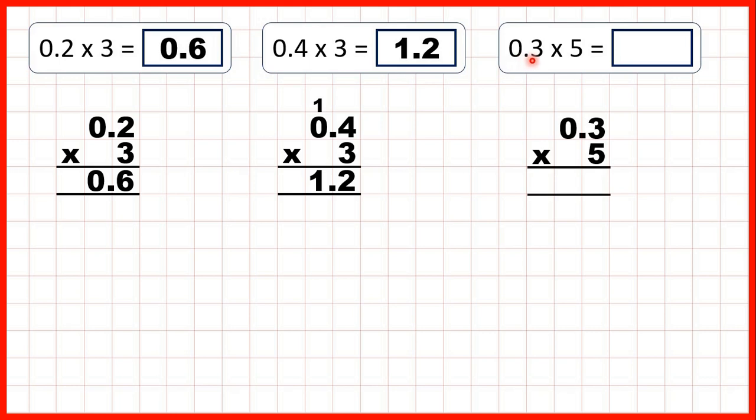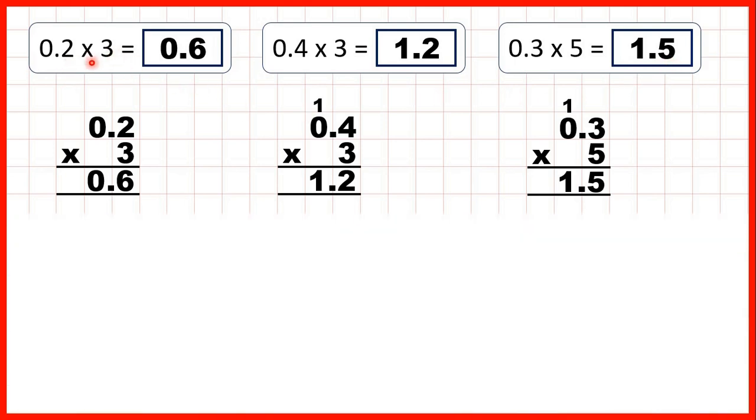And now 0.3 times 5. We copy down the decimal point, and 3 times 5 is 15, so that's 1, 5. Then 0 times 5 is 0, plus 1 is 1, so our answer is 1.5.